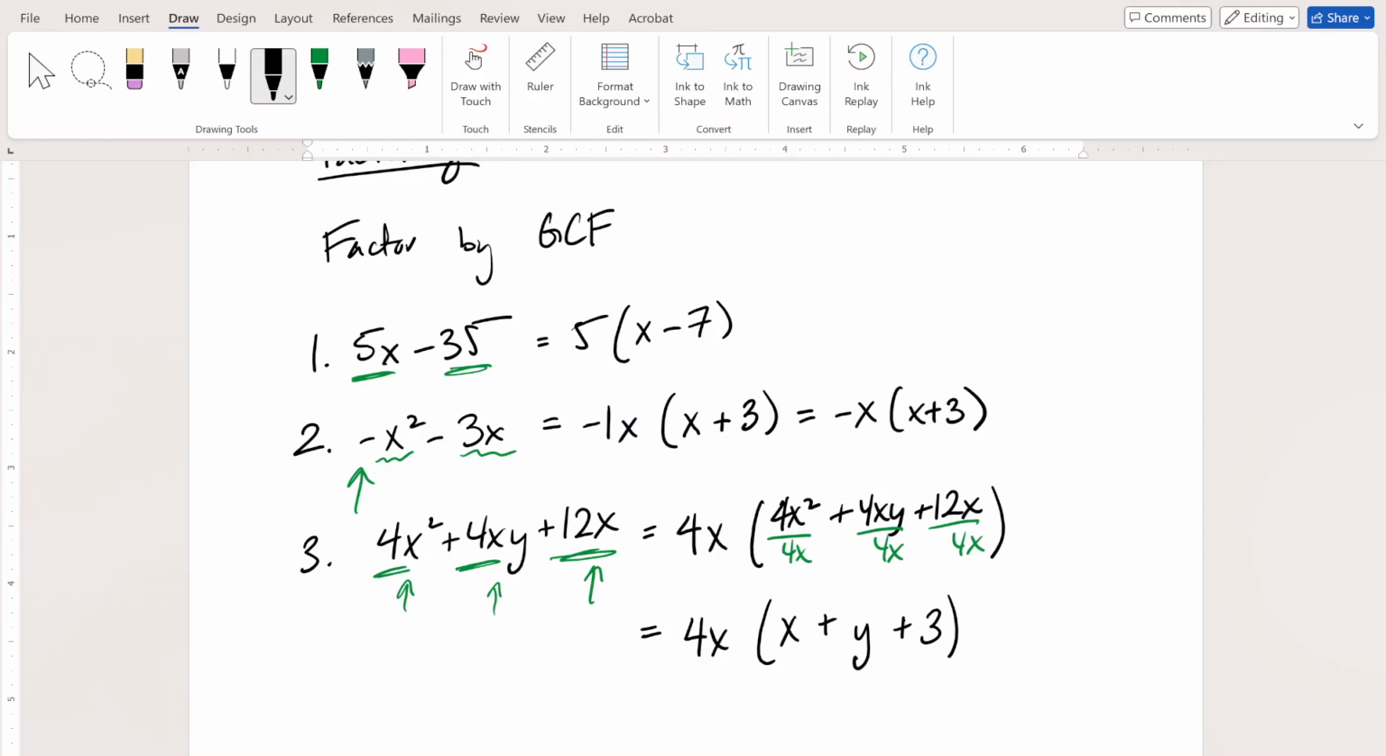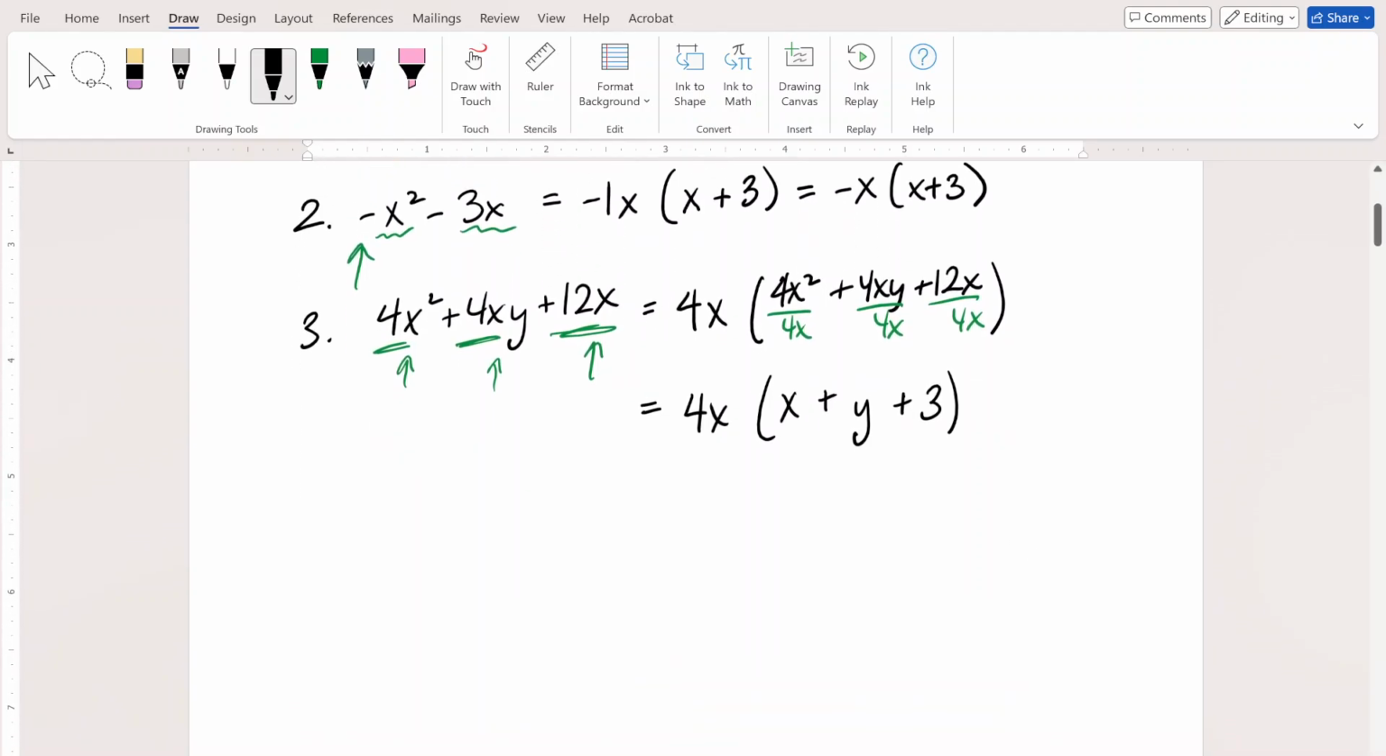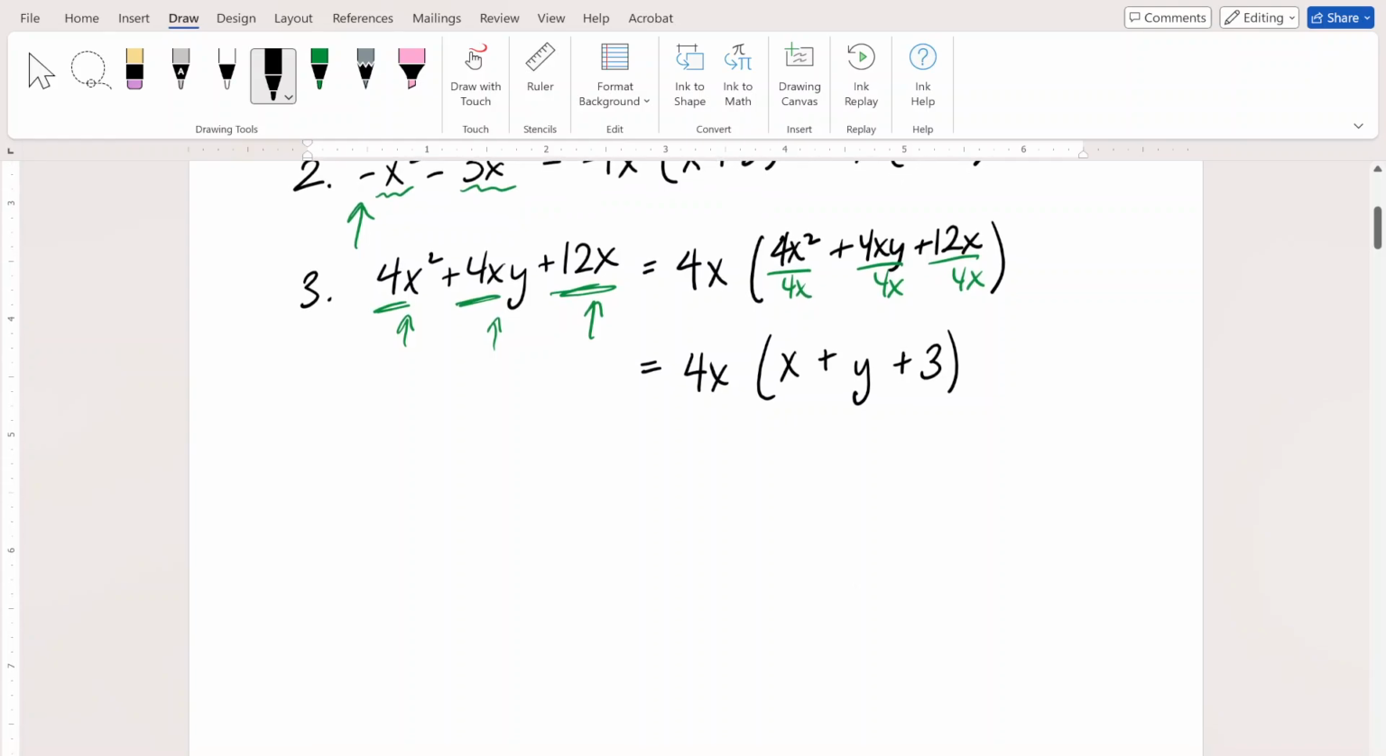So remember, when you use the distributive property, you multiply, but factoring is kind of like doing the inverse process of that, which would be division. Okay? So now let's do some quick factoring.